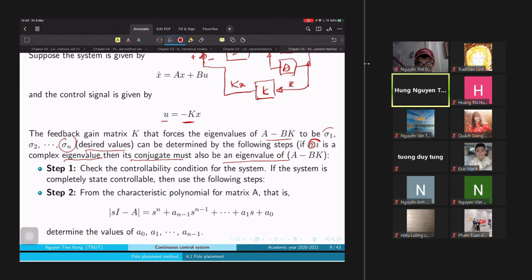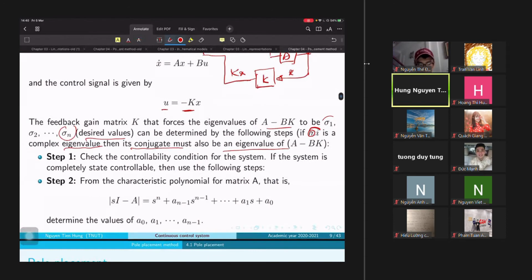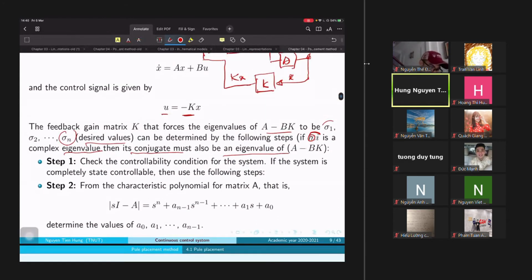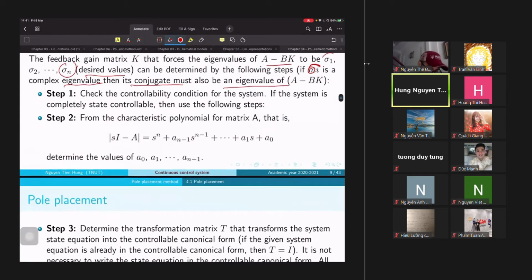You can find out why we have these steps in the books, and many books explain this. But here I just summarize how many steps we can follow to obtain the matrix K. So we have several steps to do that.